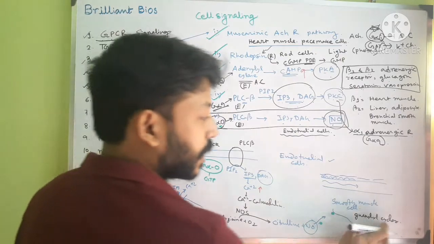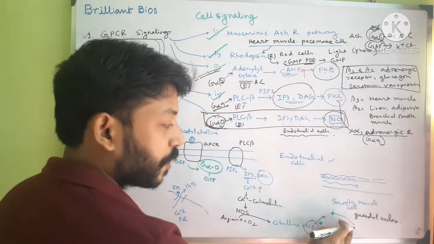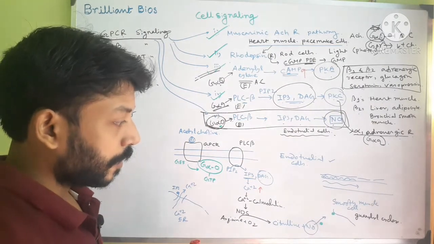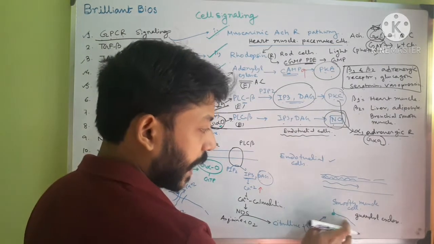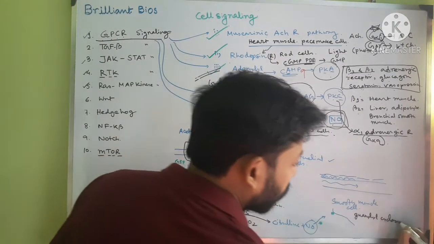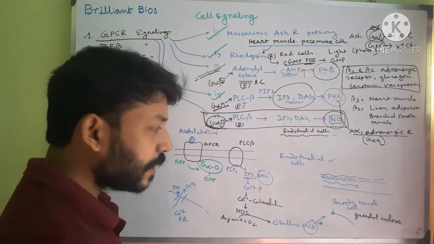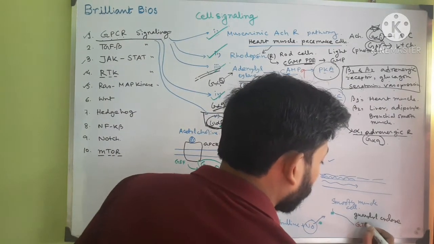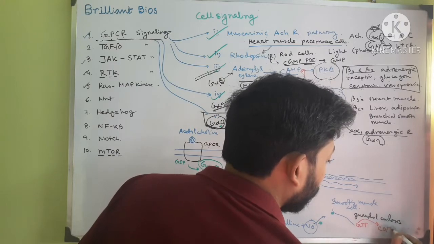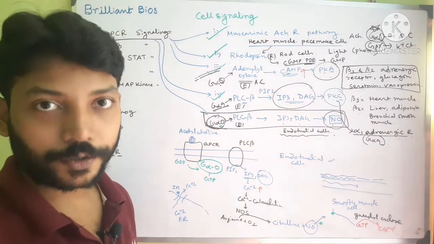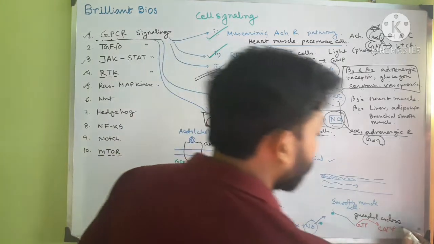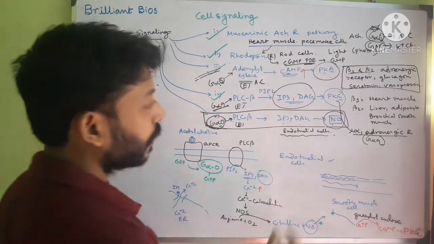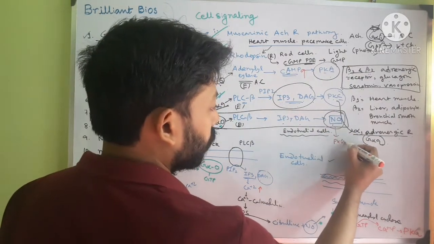So guanylyl cyclase is actually an enzyme that acts as a receptor for nitric oxide, that is soluble in the cytoplasm. Then this nitric oxide binds and activates this guanylyl cyclase activity. Then this guanylyl cyclase converts the GTP molecule into cGMP, cyclic guanosine monophosphate. Now the cGMP activates a protein called protein kinase G, PKG. Okay, the ultimate product is the PKG.